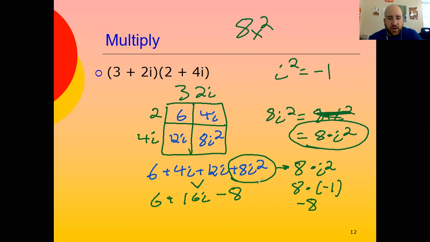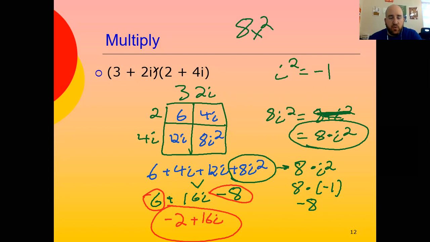Again, that's the shortcut if you can remember it. If you have an i squared on anything, you're just going to change the sign on the front and then just cut off the i squared, because the i squared is why we changed it. So now I've got 6 plus 16i minus 8. This is the second part. I've got like terms again. Okay, this is the second extra step. I now have 6 minus 8. I have like terms again. So that would give me negative 2 plus 16i, which is my final answer.